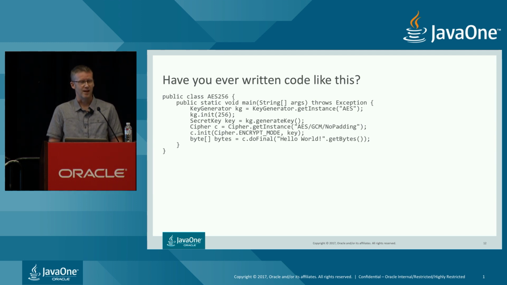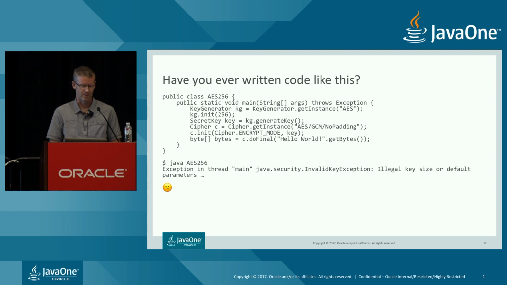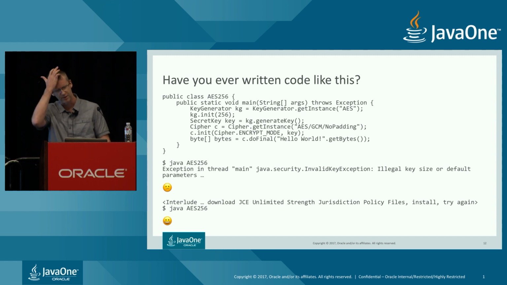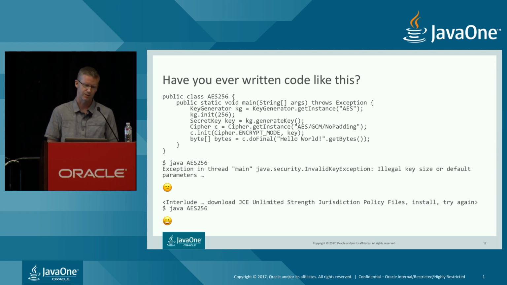If you're using JDK 8 or earlier, if you try to compile it, then run it, you'll get an exception in thread, illegal key size or default parameters. You'll probably get confused. What's going on? You'll search the internet for an answer, and you'll go, aha, I need to download the JCE unlimited strength jurisdiction policy files first. I need to install it. Try again. Then I run it. Everything works fine. So we had to do that for a long time because of US import-export laws on strong cryptography.